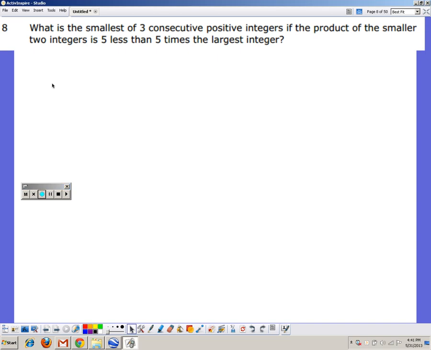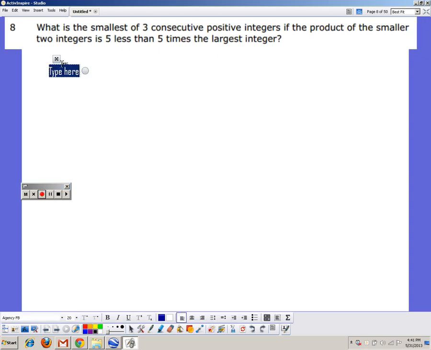Okay, they want you to find 3 consecutive positive integers. So my first one is going to be x, because I don't know where it is yet. Since it's consecutive, that means my second number has to be x plus 1. Again, consecutive means right behind each other. So 1, 2, 3, or 10, 11, 12, 21, 22, 23. So my third number has to be x plus 2.